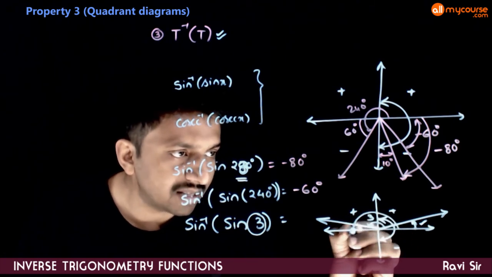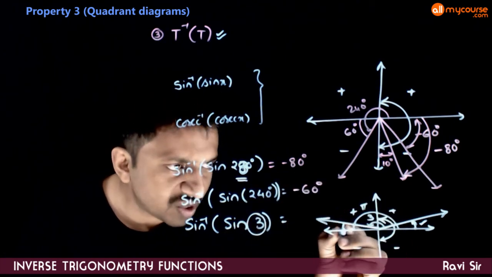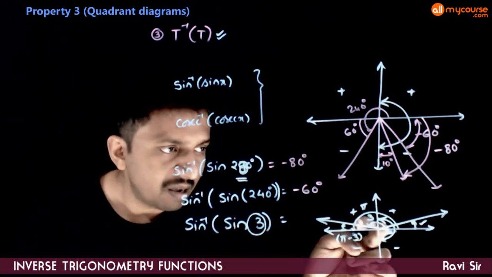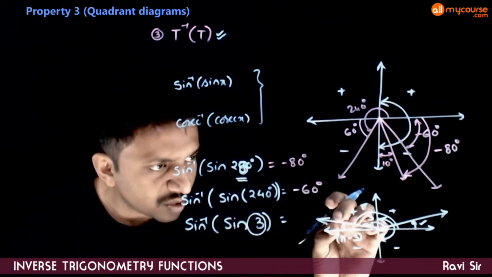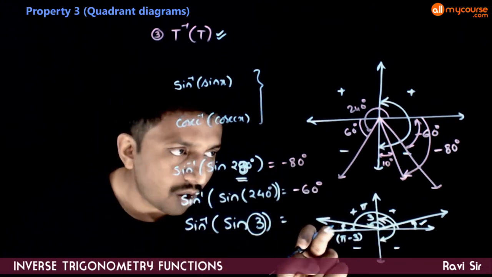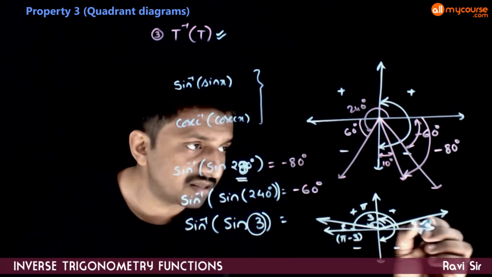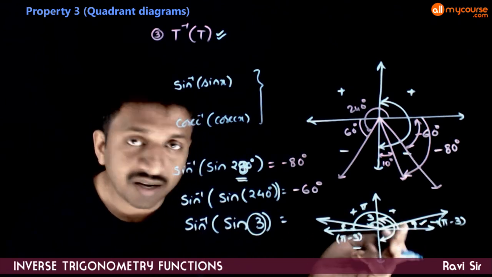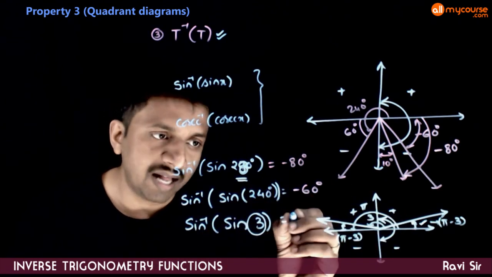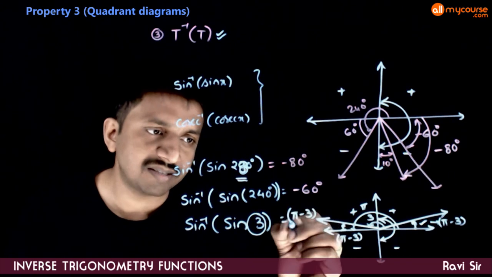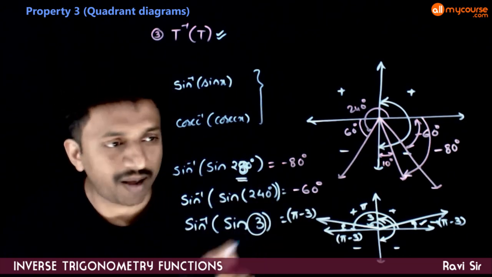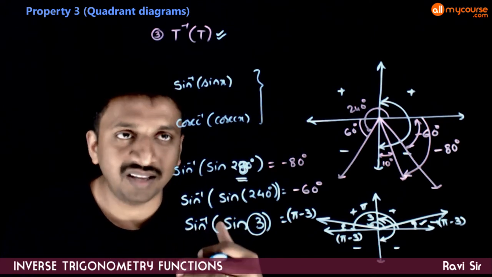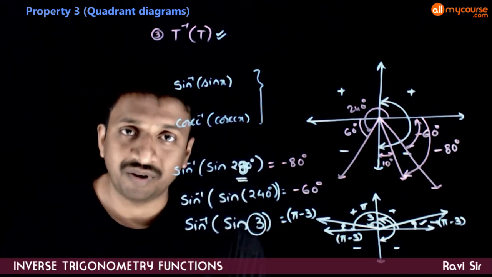This total angle is pi. So what is this small angle? Pi minus 3, right? Pi radians minus 3 radians. So the small angle is pi minus 3. So on reflection, if this angle is pi minus 3, this angle is also pi minus 3. This is measured in the positive direction. So the answer for this is pi minus 3. As simple as that. Now let us go and see the quadrant diagrams for other inverse trigonometric ratios.